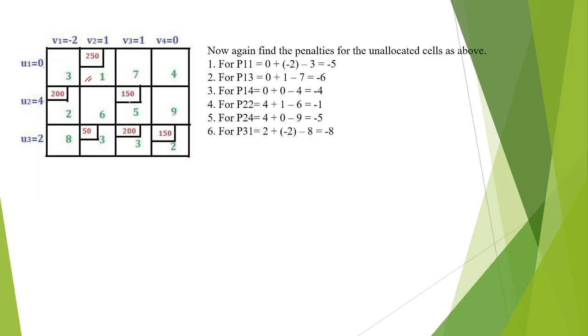Now we will again find the penalties. P11, the penalty is minus 5. P13, minus 6. Again minus 4, minus 1, all negative. So all penalties are negative, therefore this is the optimal solution.